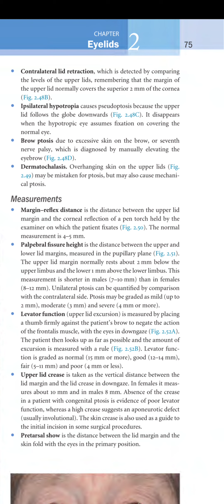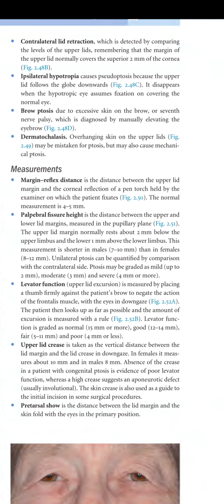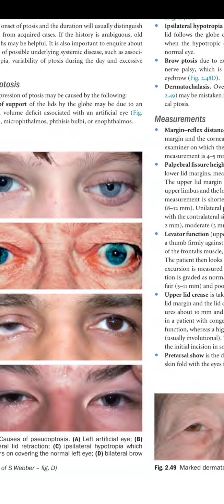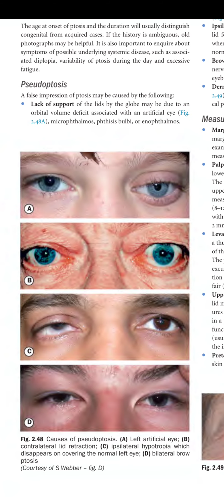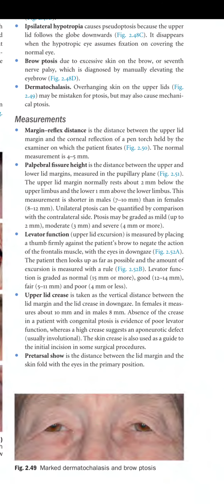the eyebrow. Dermatochalasis, overhanging skin on the upper lids, may be mistaken for ptosis but may also cause mechanical ptosis. So basically when there is excessive skin on the eyebrows, it can also induce ptosis. So these are called brotosis. And dermatochalasis is basically an overhanging of the skin on the upper lid which can be mistaken for ptosis, like this.